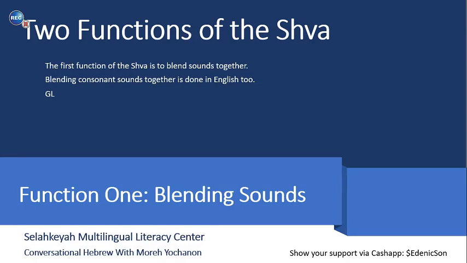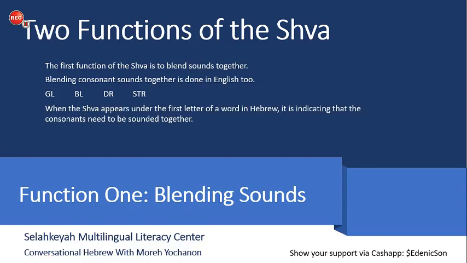You have sounds like the GL, makes gl: glad, glowing, glove. You have sounds like BL: black, block, blind. You have the DR sound, which is another blend. And there are even three-letter blends like string or through, THR.